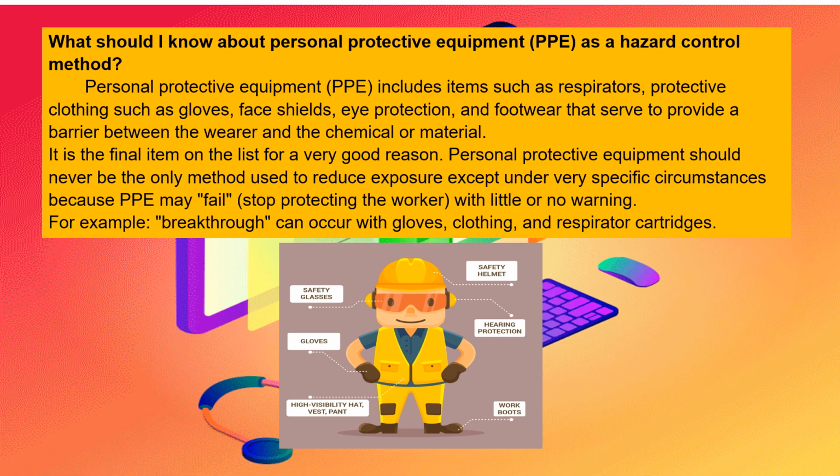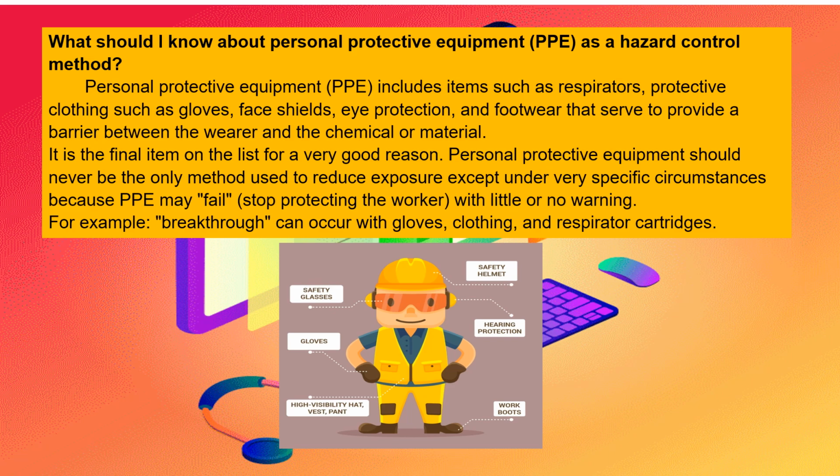What should I know about personal protective equipment or PPE as a hazard control method? Personal protective equipment, or PPE, includes items such as respirators, protective clothing such as gloves, face shields, eye protection, and footwear that serve to provide a barrier between the wearer and the chemical or material. It is the final item on the list for a very good reason.